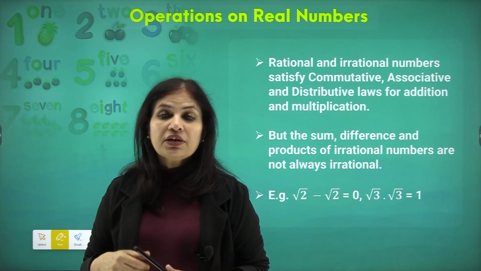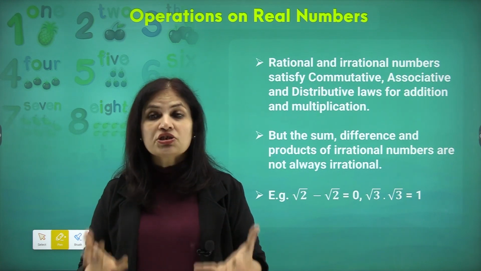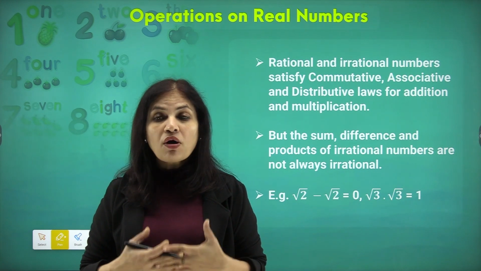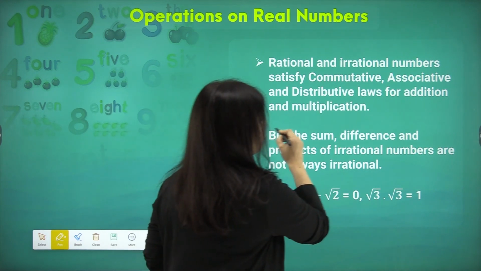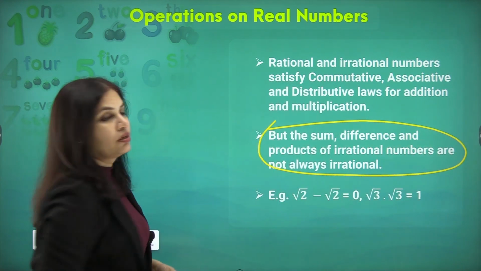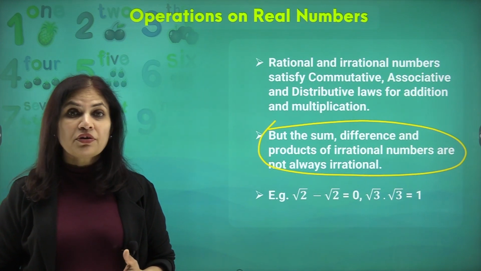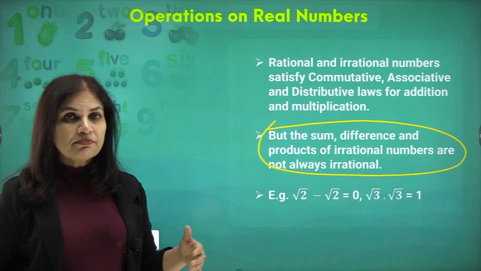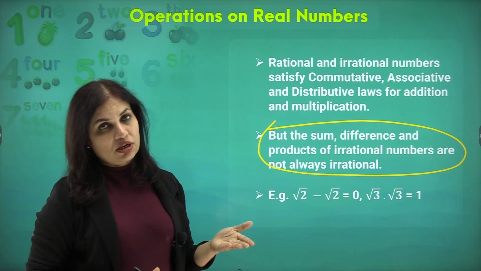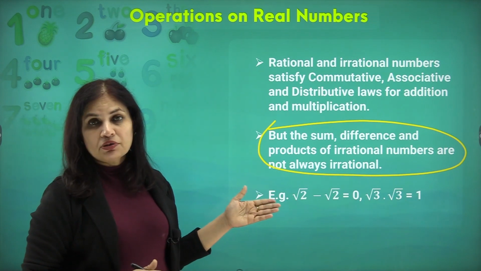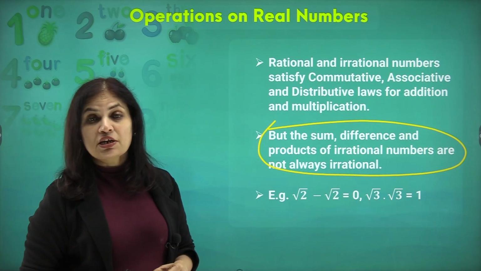But in case of irrational numbers, the sum, difference and product of irrational numbers are not always irrational. This point is very, very important. This is true not for rational numbers but for irrational numbers. For rational numbers, the sum, product and difference always give a rational number. But for irrational numbers, it is not always so. Sometimes it may be true, sometimes it may not be.